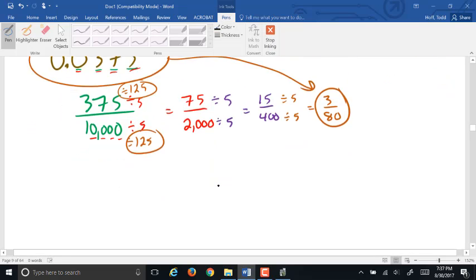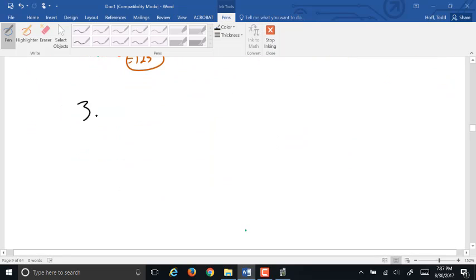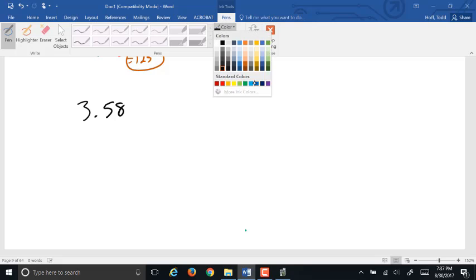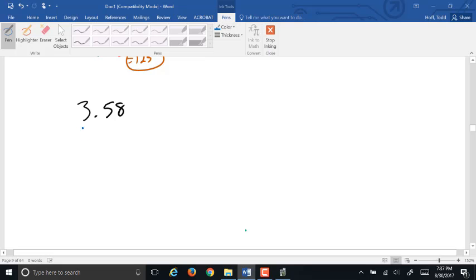What if we had 3.58 like that? Yeah, exactly. This is just a mixed number. The part in front of the decimal point is the whole number, 3. The part after the decimal point is the fraction. That is 58 over tenths, hundredths, is 100th. Now, of course, we can still simplify that by doing what?